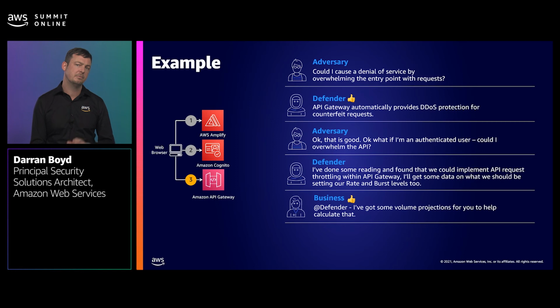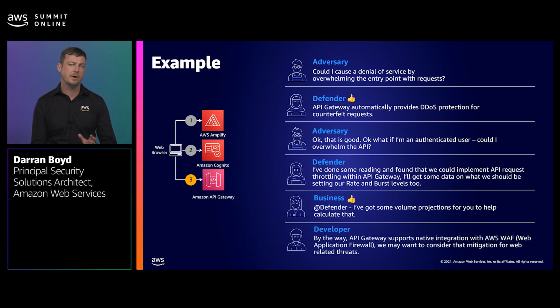It's here that the business persona is able to lean in again and advise the defender that they have some volume projections of how many users they expect and what kind of rate of transactions. This is again a valuable interaction between the various personas, coming up with a balance of both security and business outcomes. The developer informs everyone that API Gateway supports native integration with AWS Web Application Firewall, and they may want to consider using AWS WAF for other web-related threats on this API.